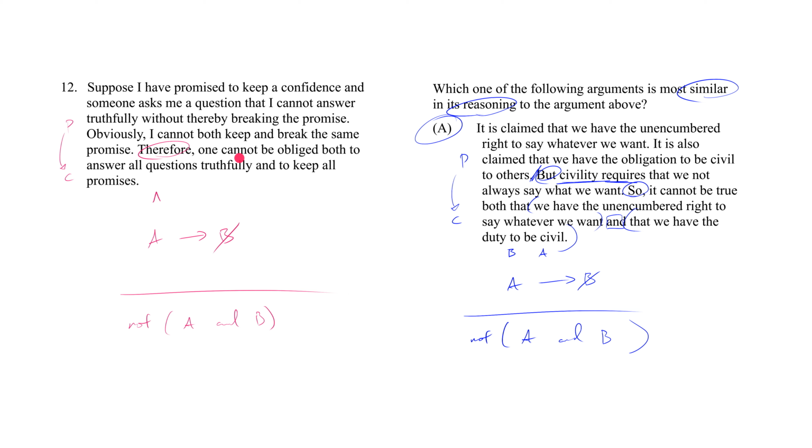The better way to do it, in my opinion, would be: it is claimed that one has an obligation to keep all promises. It is also claimed that one has an obligation to answer all questions truthfully. But the obligation to keep all promises requires that we don't answer all questions truthfully. So therefore, right, that would be amendments to the stimulus to make it much closer to answer choice A.